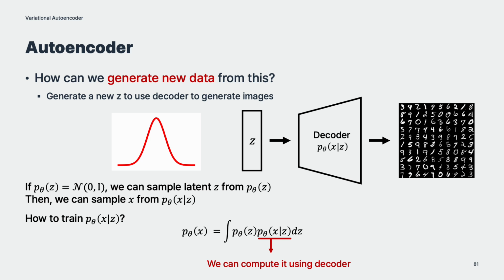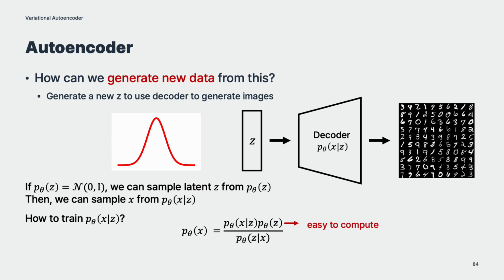The second term, P of X given Z, is something we can compute using the decoder. The problem is we need to integrate over all possible Z, and Z is typically high dimensional, at least 64 dimensions or more. This integral becomes intractable in practice. What if we take a Bayesian approach?